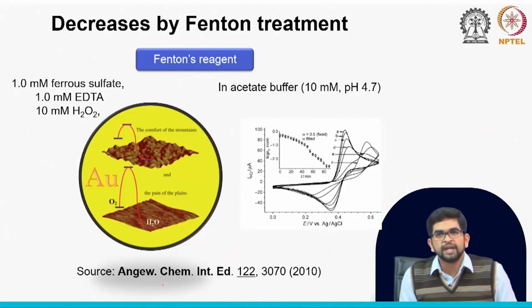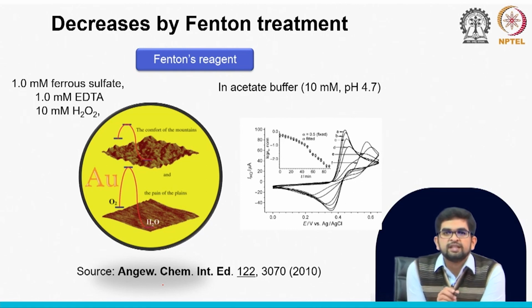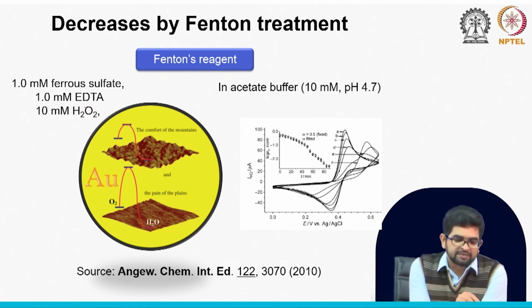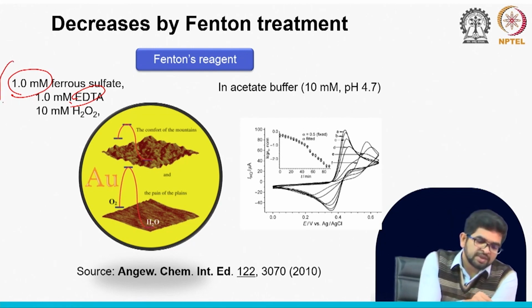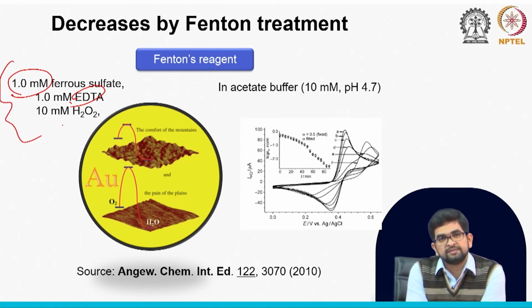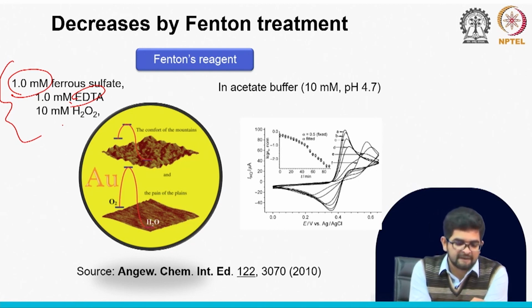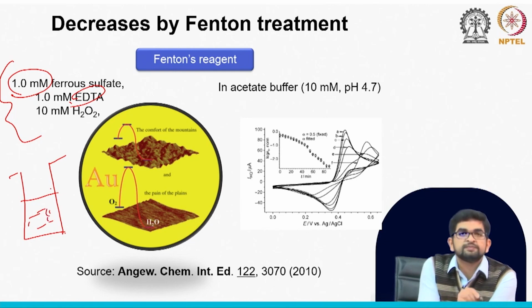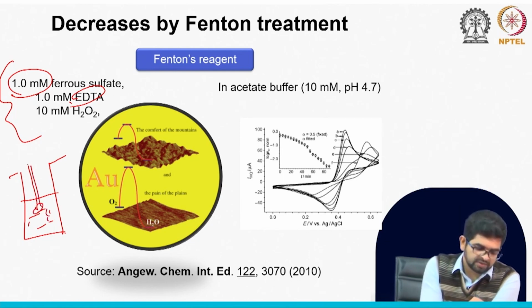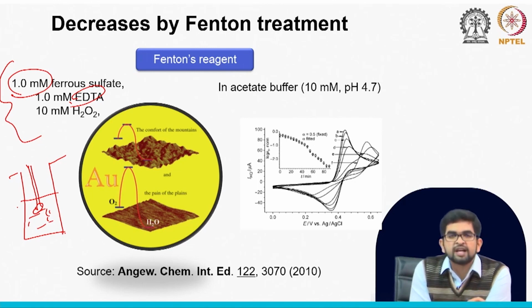Let's come to the Fenton treatment now. See, Fenton treatment is just a chemical mixture. It is 1.1 molar, 1.0 millimolar EDTA and 10 millimolar hydrogen peroxide mixture with 1 millimolar ferrous sulfate. This chemical mixture is called Fenton's reagent. If you dip your electrode inside this reagent, just make a small beaker, make this Fenton mixture and dip your gold electrode and check with different time intervals.